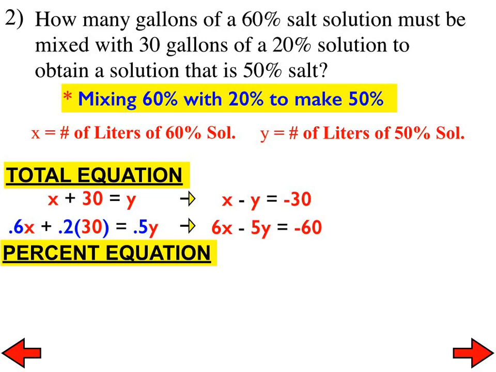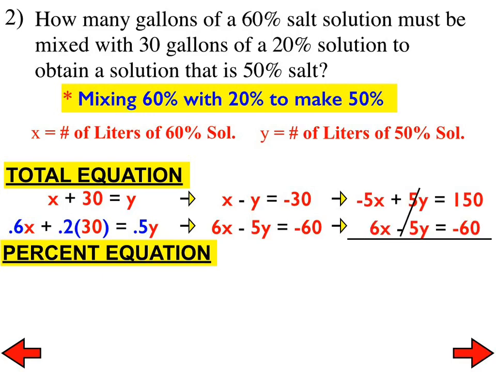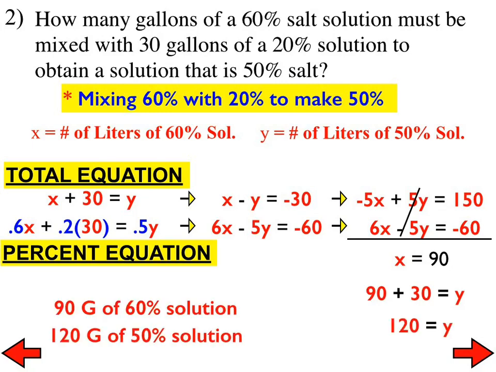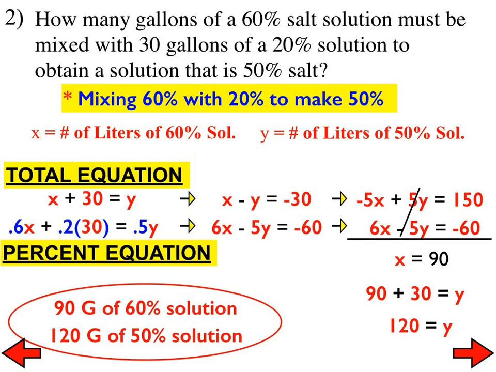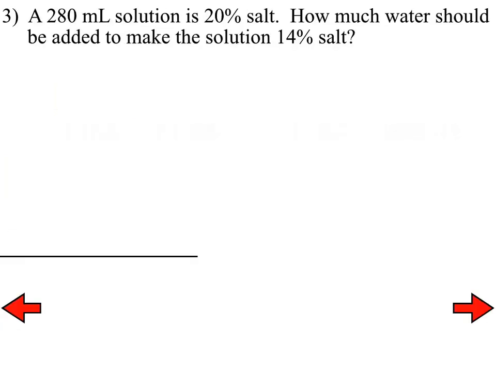Because from there it should be easy. We are really only finding the number of gallons of 60%. So once again, I clear out the y's so that I can get what I need right off the bat there. So we get x equals 90, so that means we have 90 gallons of the 60%. And if I had to find the other one, it of course would be 120 gallons. All right, let's go with number 3.